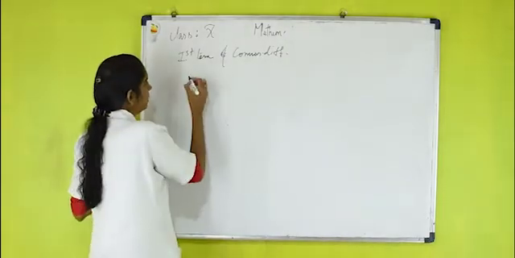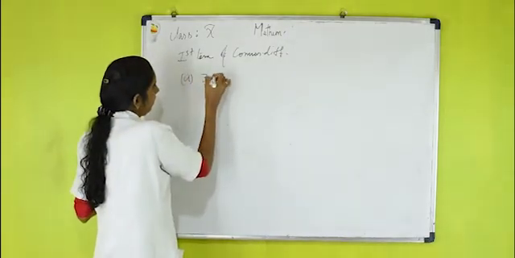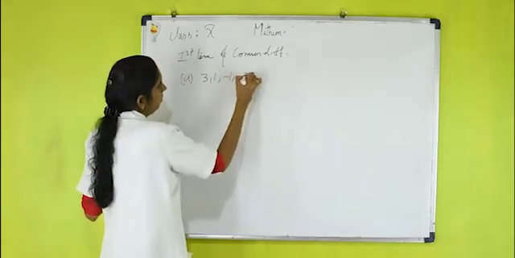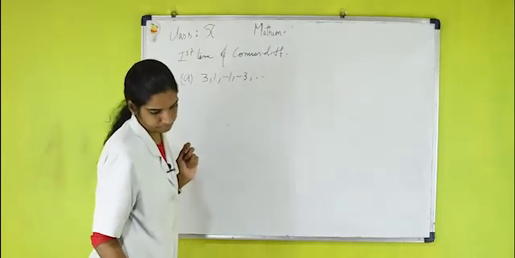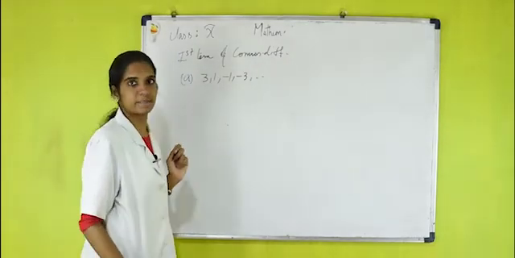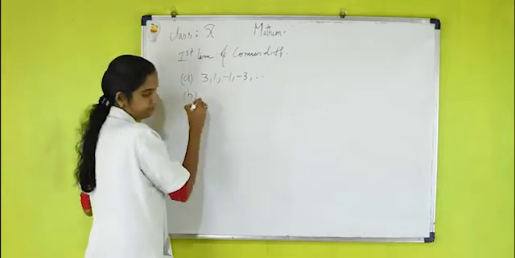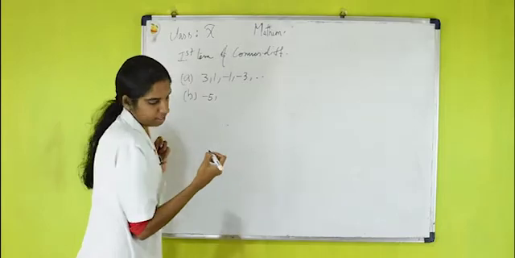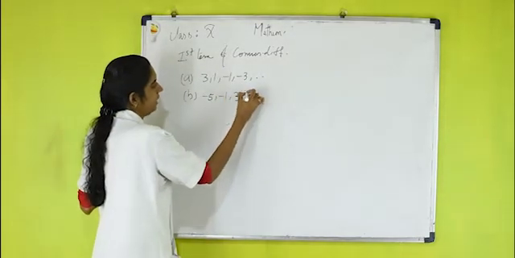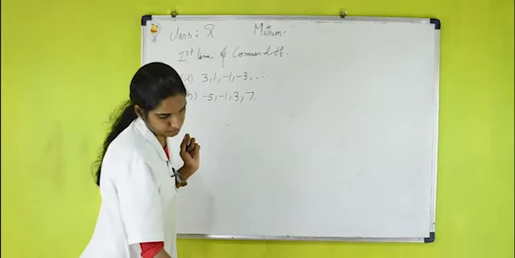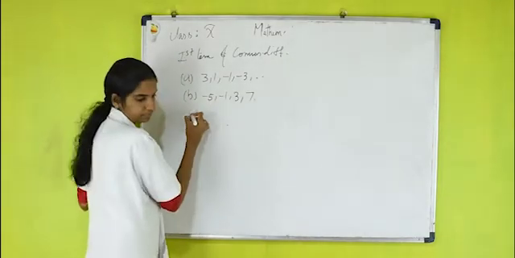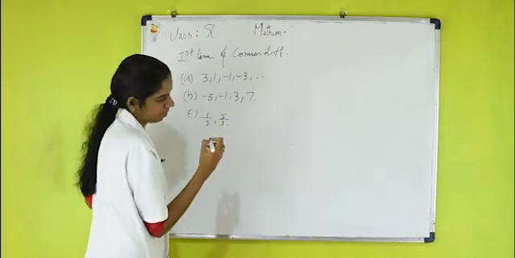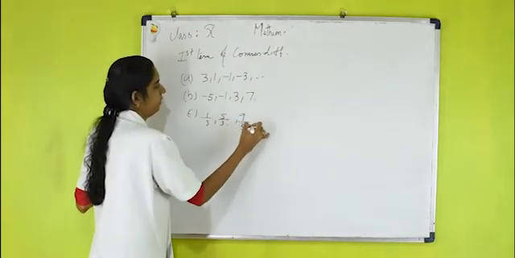The first example is A: 3, 1, minus 1, minus 3, etc. In the second case: minus 5, minus 1, 3, 7. In the next case, C: 1 by 3, 5 by 3, 9 by 3, etc.